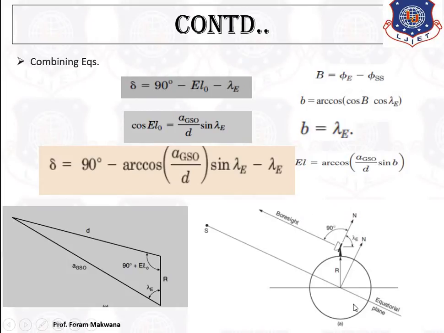This diagram shows how much angle of tilt is required. This is our antenna, this is our earth, this is the equatorial plane, and the antenna boresight is in this direction. The angle between north and the boresight is exactly 90 degrees.